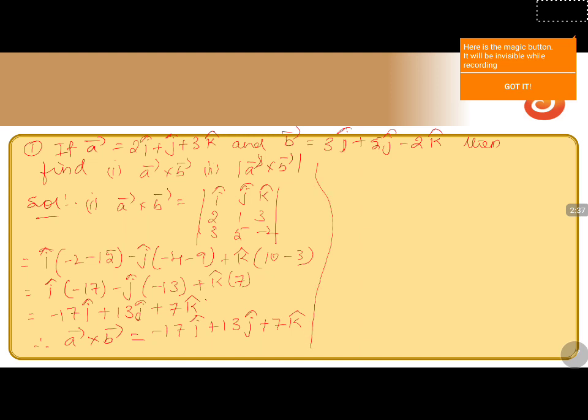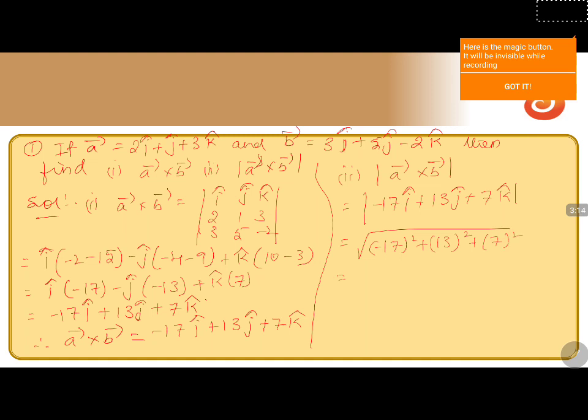Now we'll go to the second one, that is the calculation of the magnitude of A cross B. That is equal to the magnitude of minus 17 into i plus 13 into j plus 7 into k, that is equal to the square root of minus 17 square plus 13 square plus 7 square.